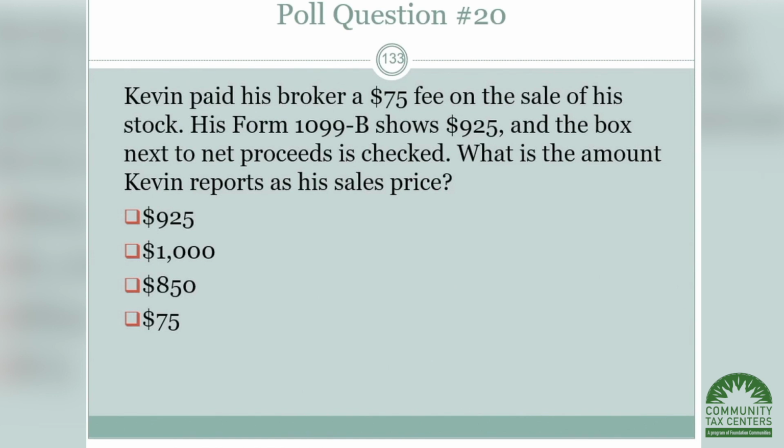And what is the amount they report as his sales price? I'm not sure, it's a trick question. It's 925. Is it 925? Because the fees don't count. Yeah, the fees don't count for this, so it wouldn't matter. Yeah, it's just 925. The $75 is to confuse you.